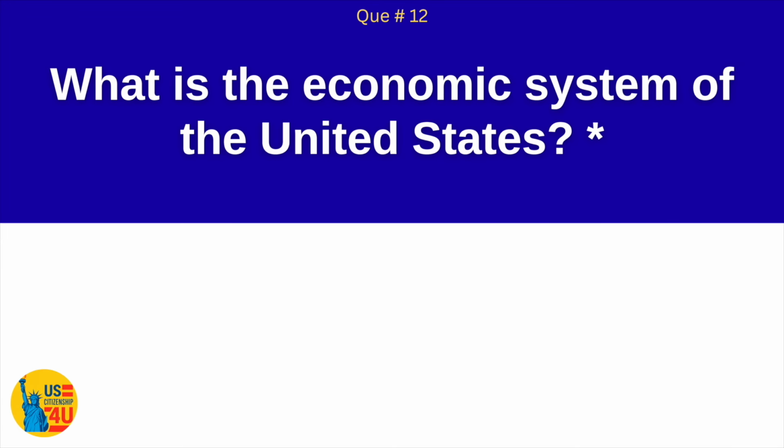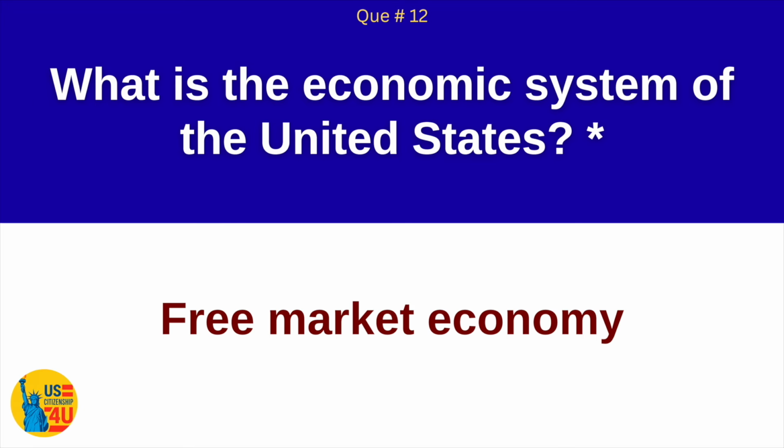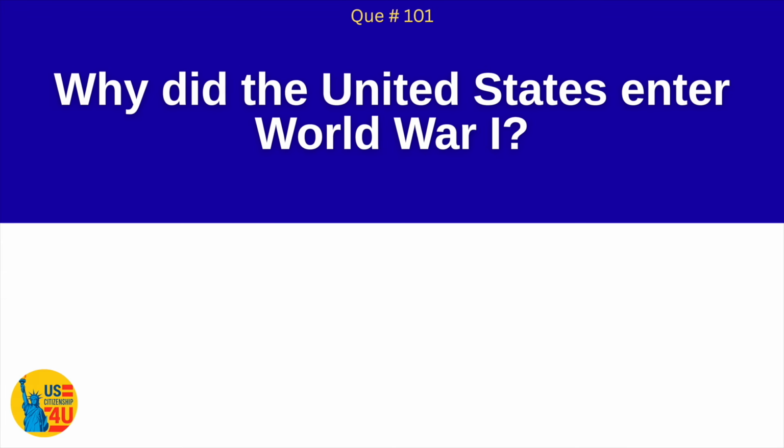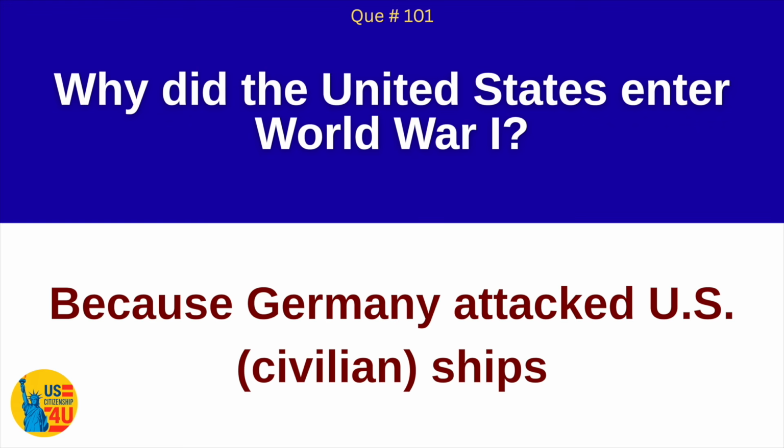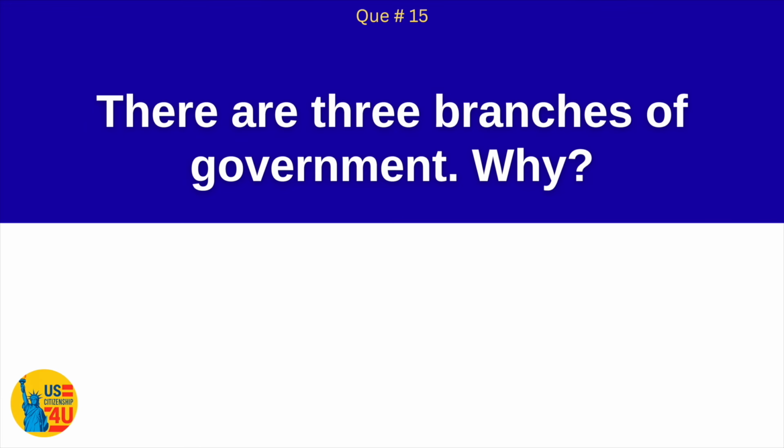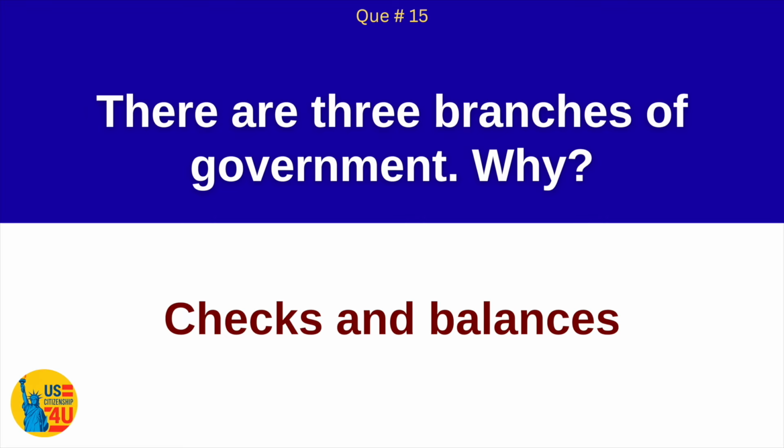What is the economic system of the United States? Free market economy. Why did the United States enter World War I? Because Germany attacked U.S. civilian ships. There are 3 branches of government. Why? Checks and balances.